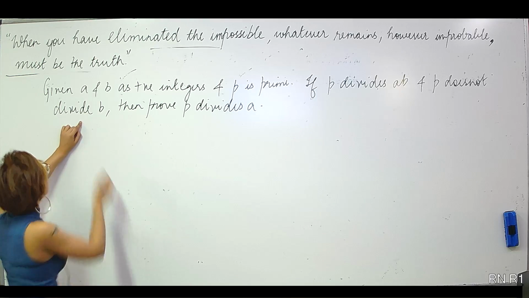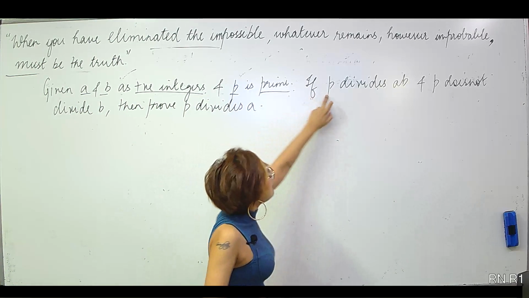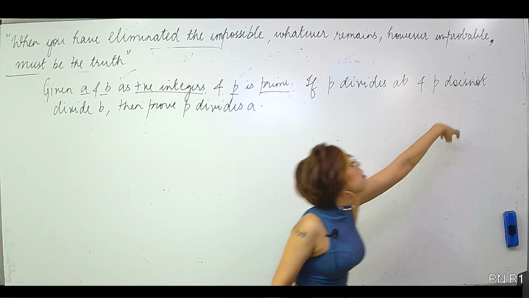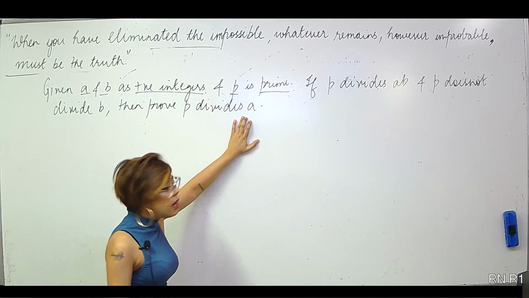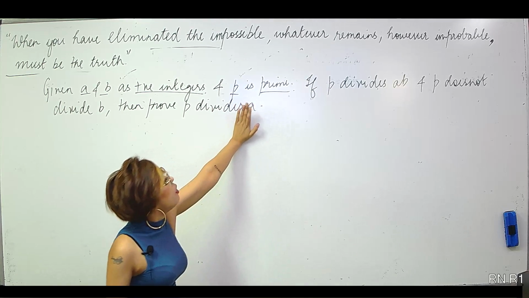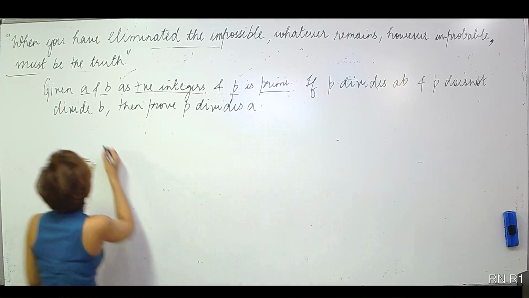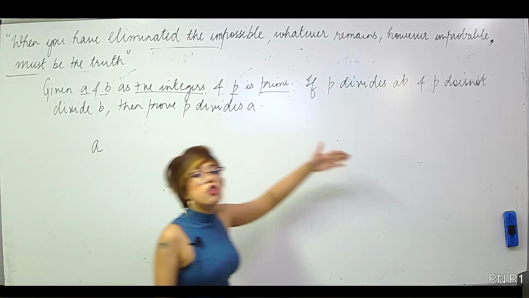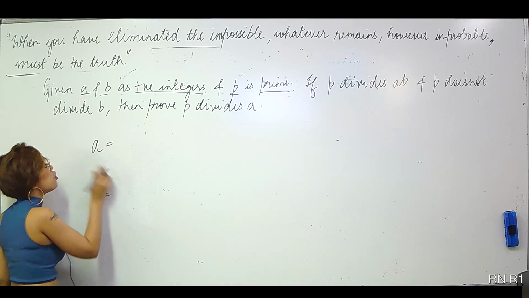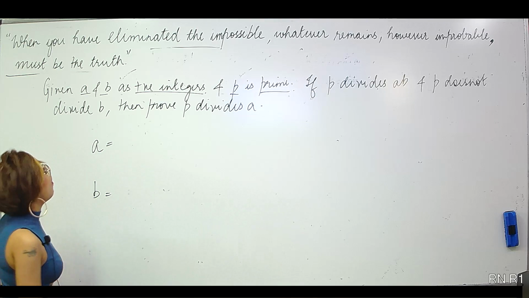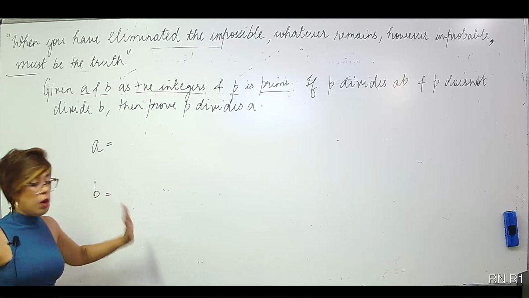Now he says that A and B are positive integers and P is a prime number. If P divides AB and P does not divide B, then prove P divides A. Now I would require the prime factorization of A, definitely, because I need to prove it. And obviously, I would need the prime factorization of B as well. So let me consider the prime factorization of A as well as B.